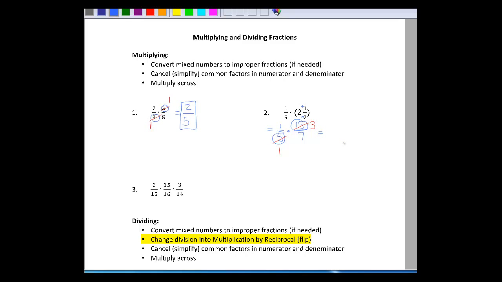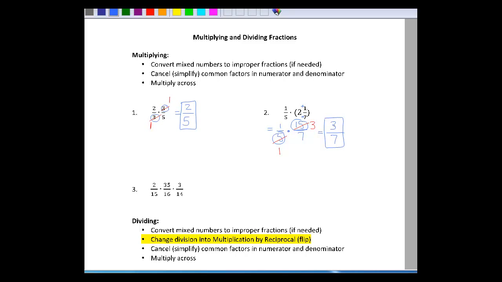After I divide out my common factors, I just multiply across. The numerator, I have 1 times 3, that's 3. Denominator, I have 1 times 7, that's 7. So 1/5 times 2 1/7 is 3/7. If you have 3 fractions that you're multiplying together, you can simplify across the numerators and denominators multiple times. You just need to choose one numerator and one denominator at a time.